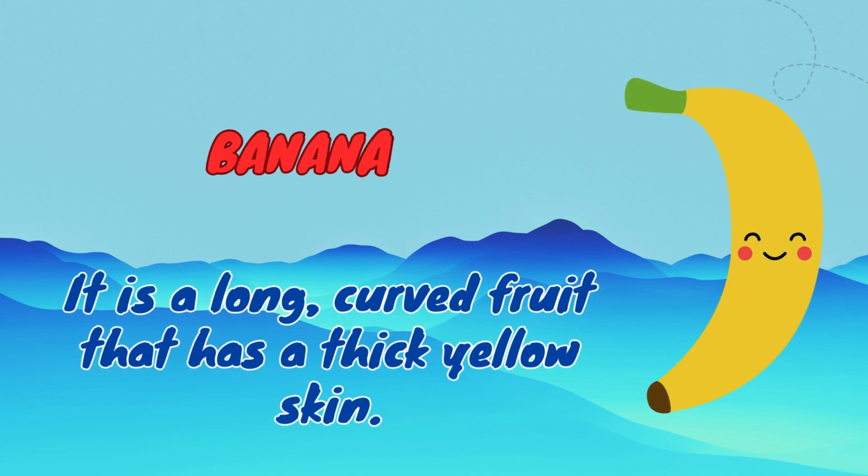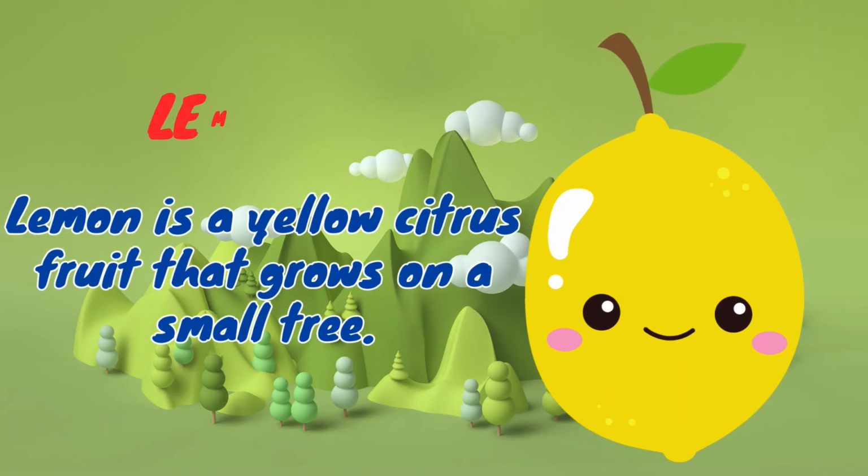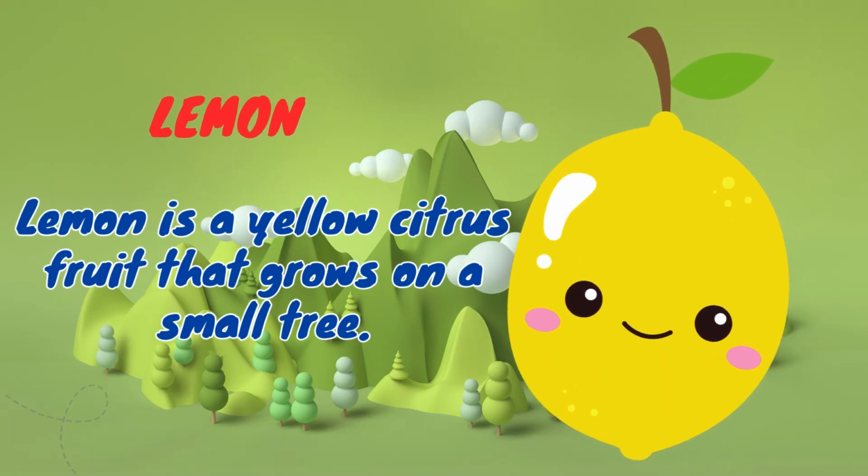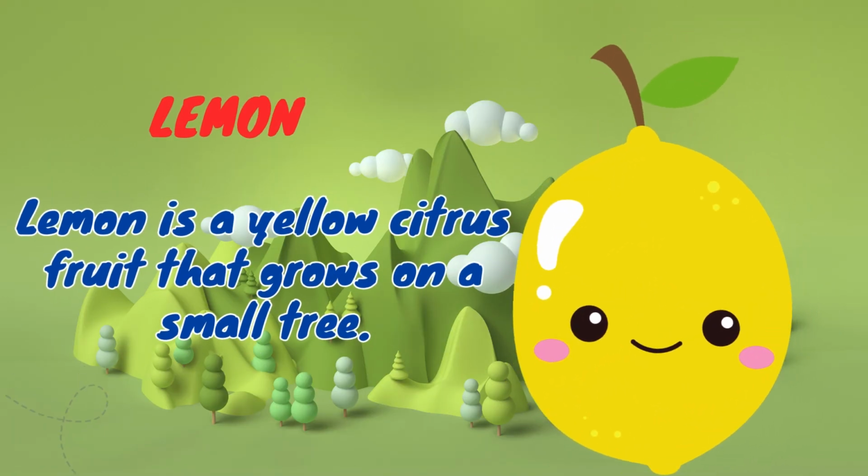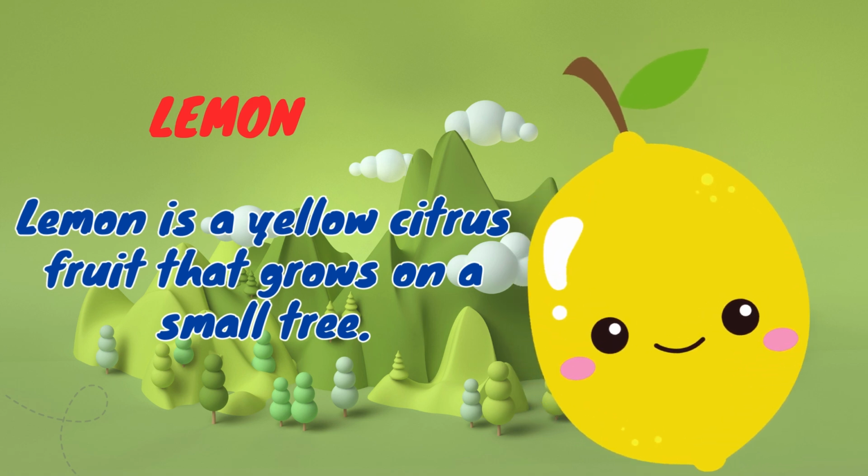Banana. It is a long curved fruit that has a thick yellow skin. Lemon. Lemon is a yellow citrus fruit that grows on a small tree.